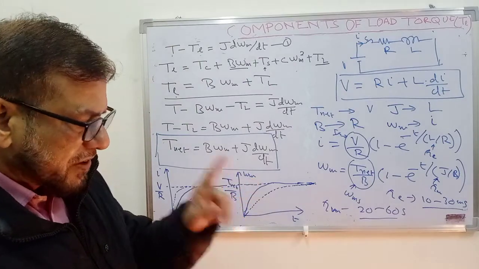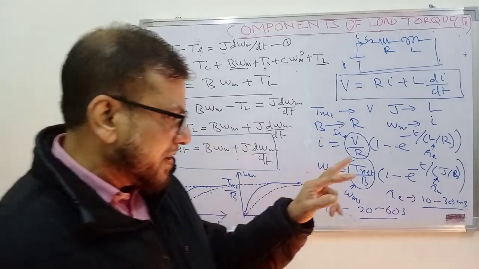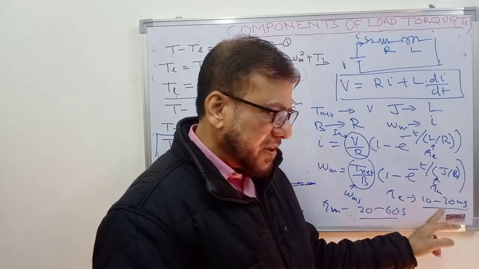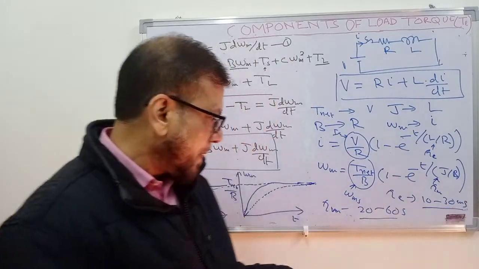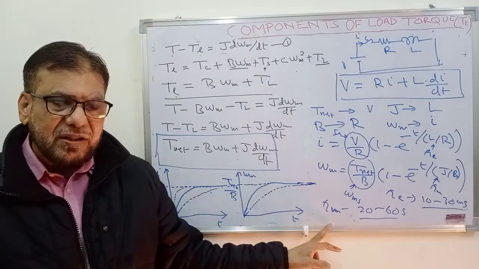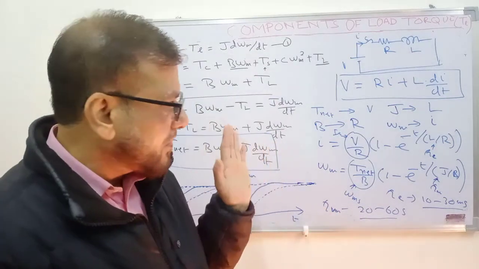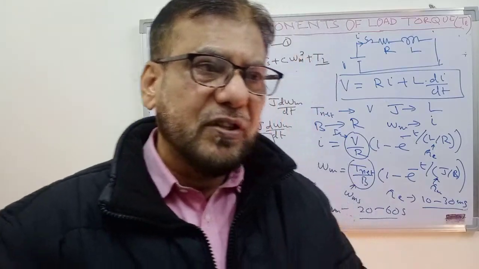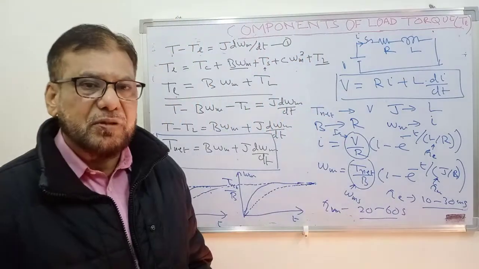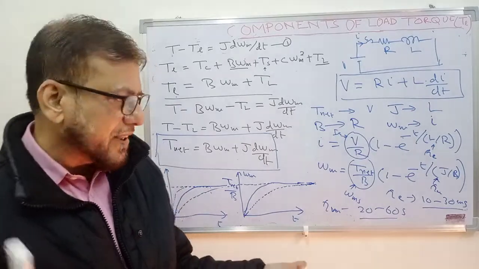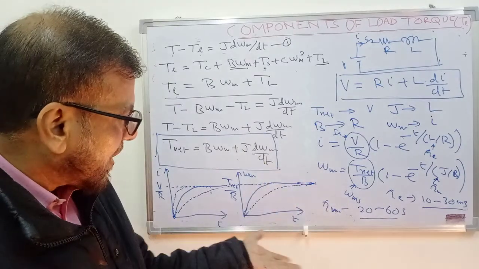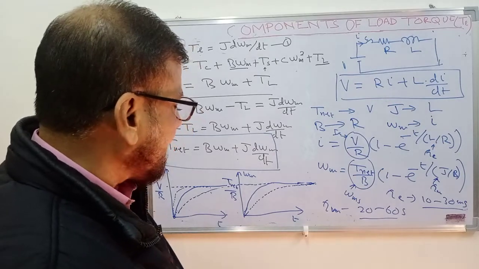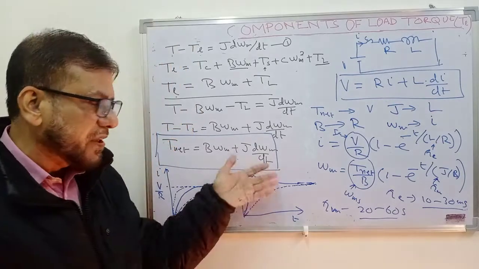So now we shall have three types of time constants. The smallest one is the electrical time constant, in the range of some milliseconds. The mechanical time constant is in the range of some tens of seconds, and the thermal time constant will be in the range of some minutes, tens of minutes, 20 minutes, 30 minutes, 40 minutes, like that. So these are the different types of time constants that you will encounter in this course.